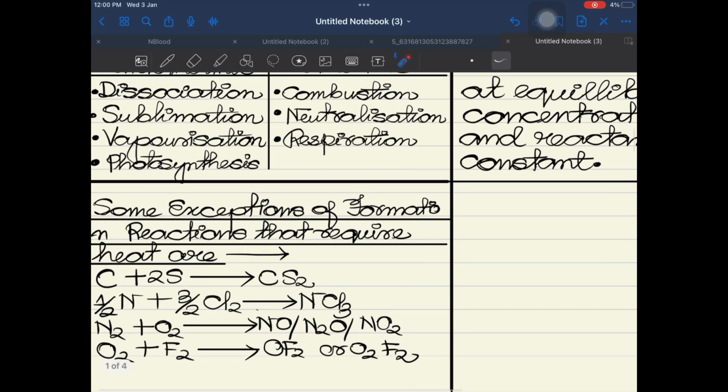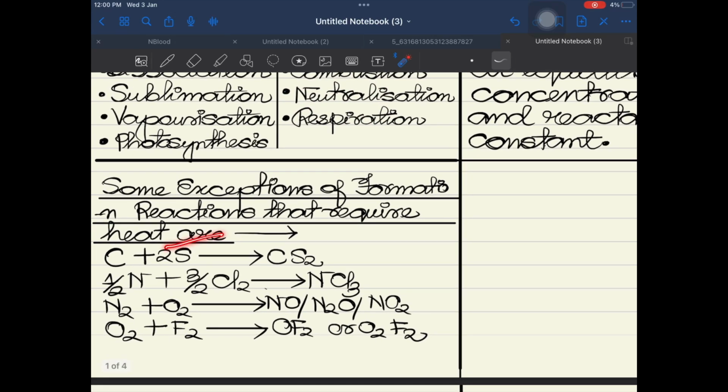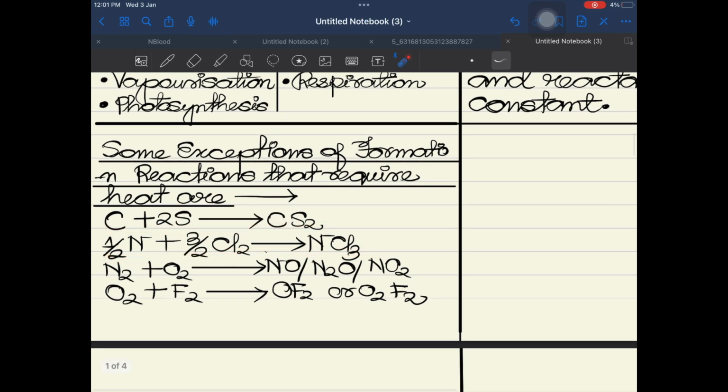Some exceptions are formation reactions that require heat, that is, they are endothermic. The first is formation of CS2, formation of NCl3, formation of NO, N2O and NO2, formation of OF2 or O2F2.